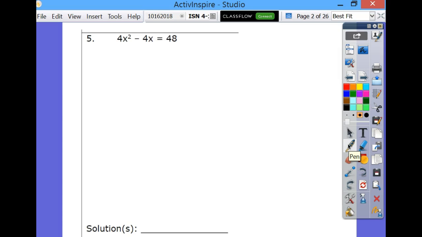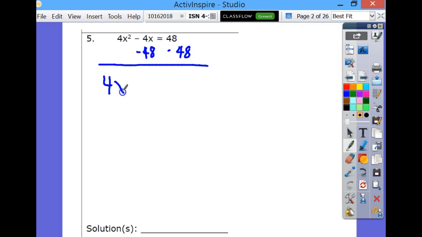The next one I want to look at is problem number 5. You cannot factor it, therefore you cannot solve it, if it is not in standard form. If it's in standard form, what does it have to be equal to? Has to be equal to 0. Is problem number 5 equal to 0? Then we have to make it equal to 0. So what are we going to do with Mr. 48? Now, don't write this down because this is incorrect.